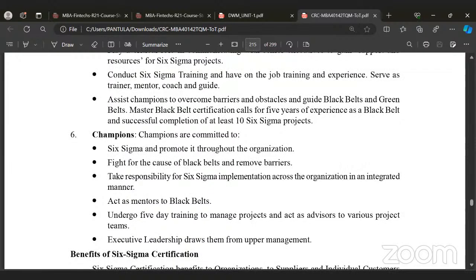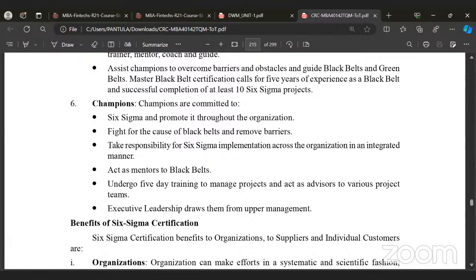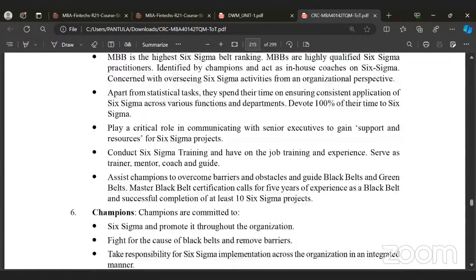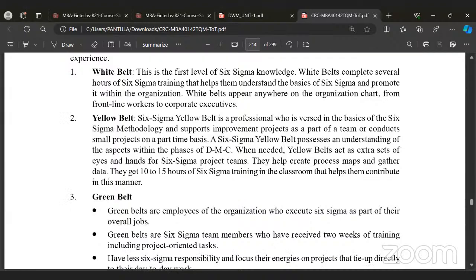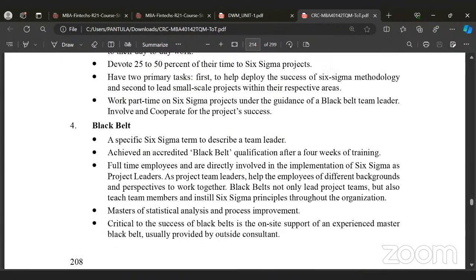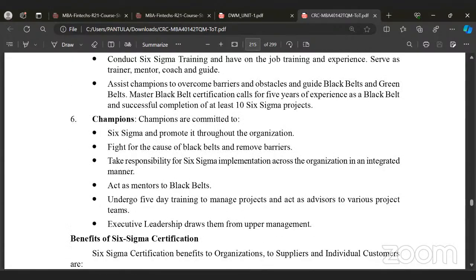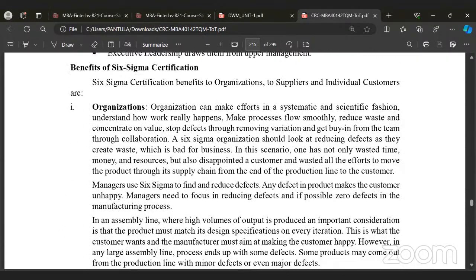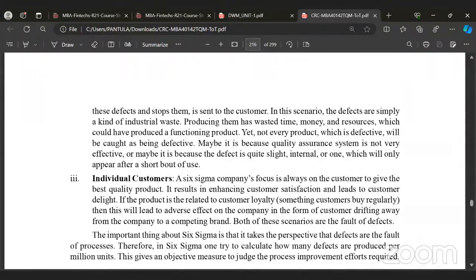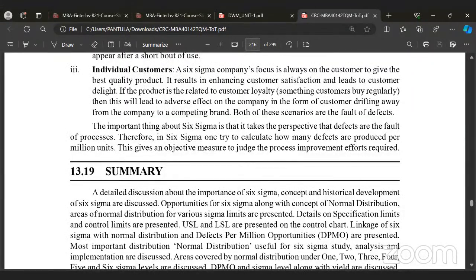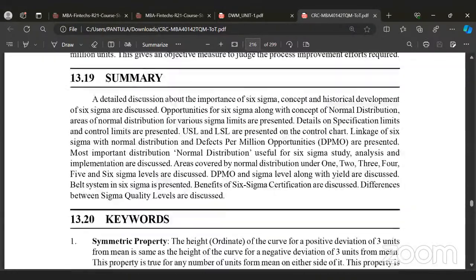Next, finally, champions. Champions are committed to Six Sigma, promote it throughout the organization, fight for the cause, and for black belts, and remove barriers and assign task responsibilities. So there are 6 kinds: white belt, yellow belt, green belt, black belt, master black belt, and finally champions. The benefits are to the organization and suppliers, and to individual customers. So it helps all types of customers.